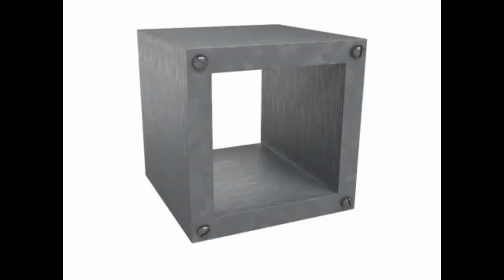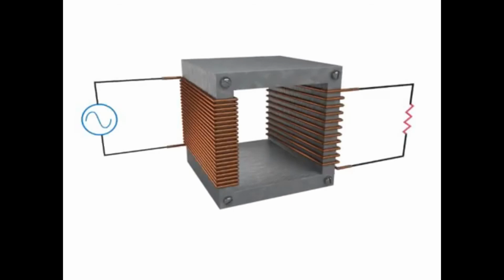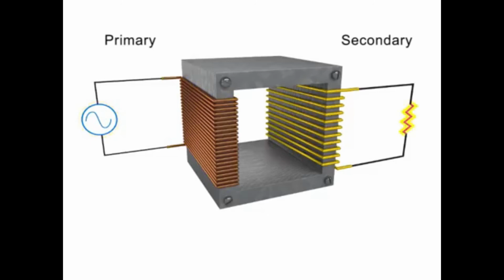Transformers are composed of an iron core ring wrapped in coils. One coil is connected to an AC input voltage and is called the primary coil. The other coil is connected to an output circuit with a load resistance and is called the secondary coil. The two coils are well insulated from each other and do not form a physical electrical connection. This gives a transformer its unique electricity-altering properties. Transformers can either step up or step down a voltage.